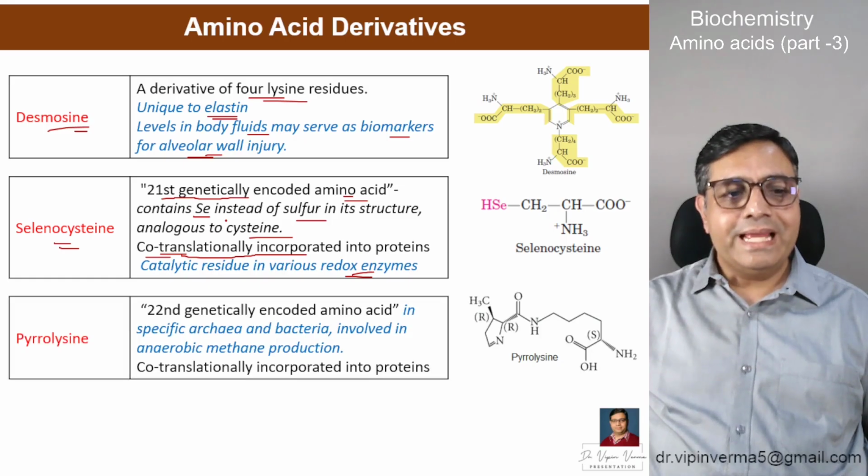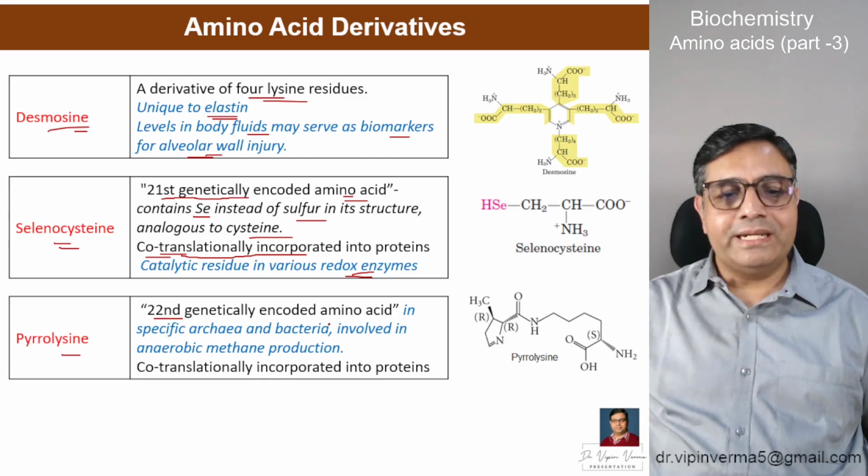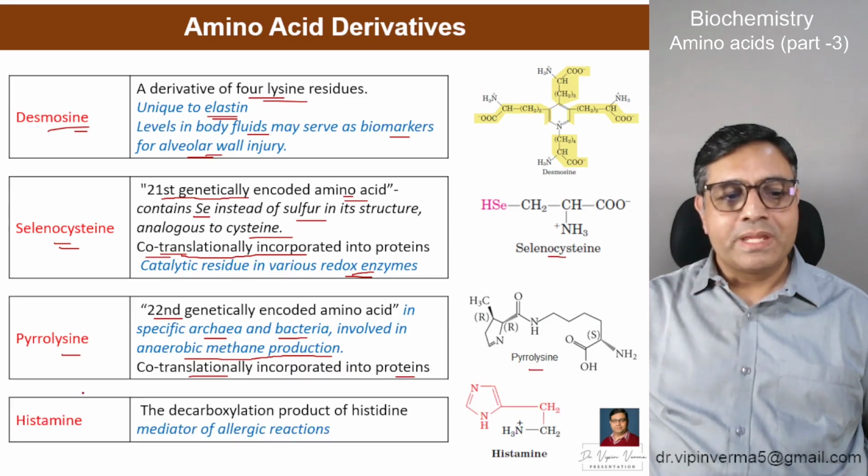All right. And then pyrrolysine, again it is considered as the 22nd genetically encoded amino acid, and it is found in some specific archaea and bacteria which are involved in anaerobic methane production, and it is again co-translationally incorporated into proteins. All right, so you can see here the structure of the pyrrolysine, and this is the structure of the selenocysteine.